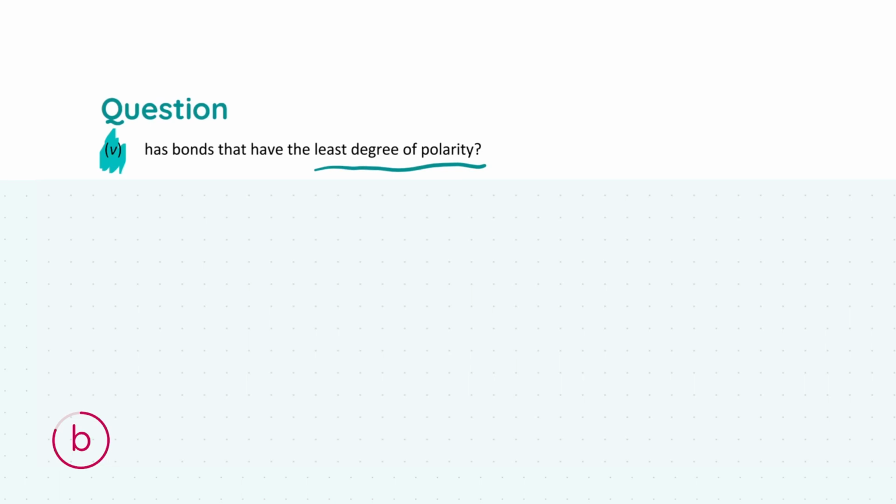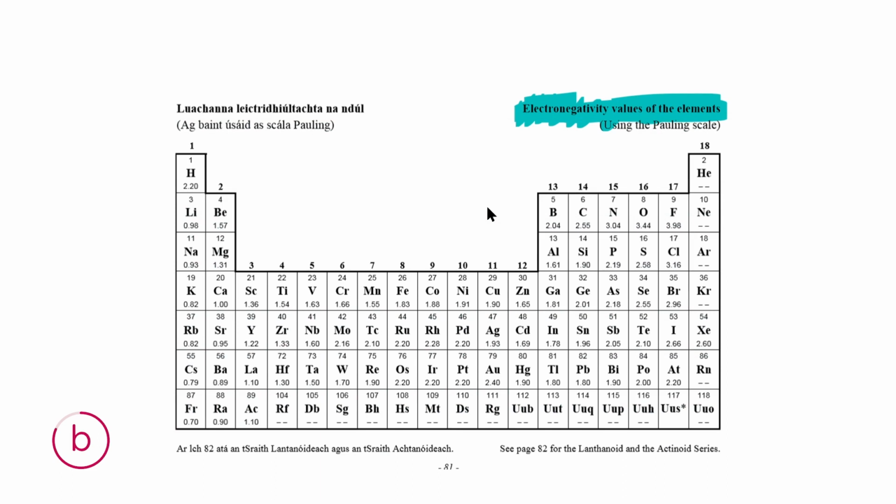So that's what we're going to do. We're going to just jump straight over to our log table. Having a look at page 81, we're going to see our electronegativity values given to us in the log tables here. So I'm just going to first jot down the molecules that we're interested in over here on the left hand side.